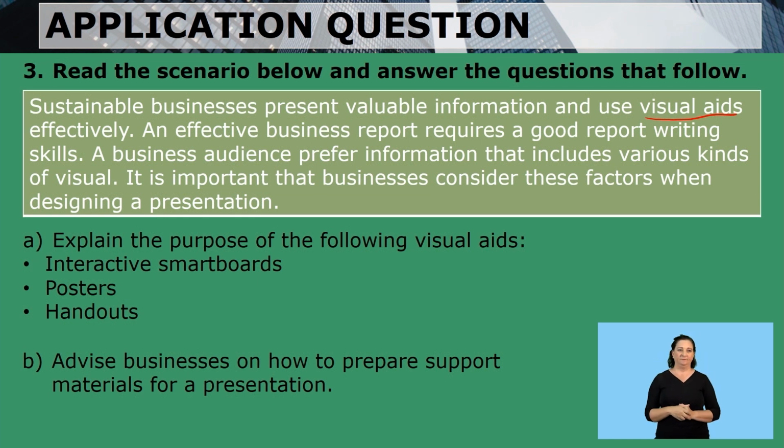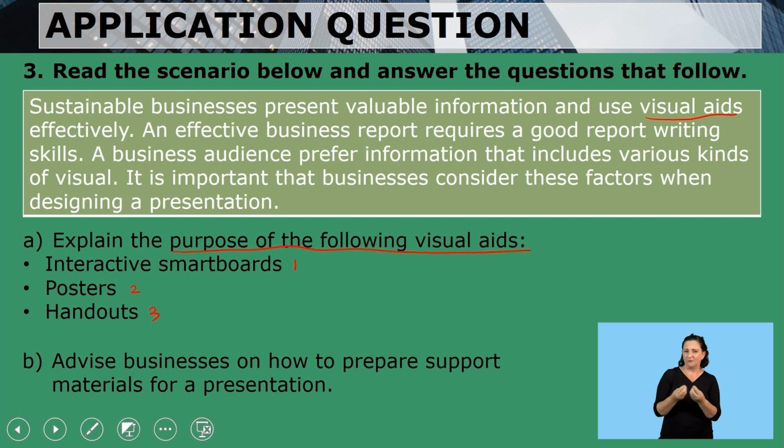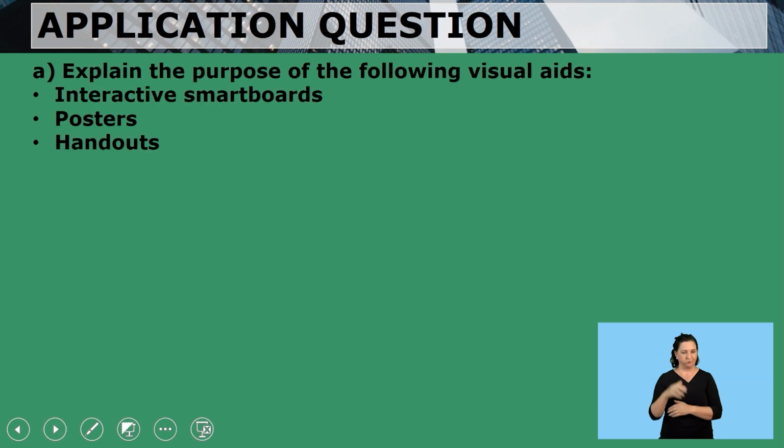So the first question says, explain the purpose of the following visual aids. We've got interactive smart boards, we've got posters, we've got handouts. So what is the purpose of the following visual aids? The second question says, advise businesses on how to prepare support materials for a presentation. All right, so what is the purpose of the following visual aid?